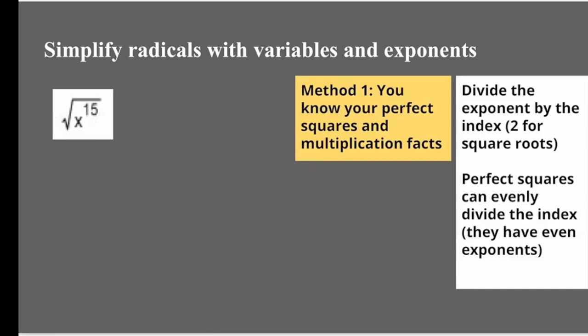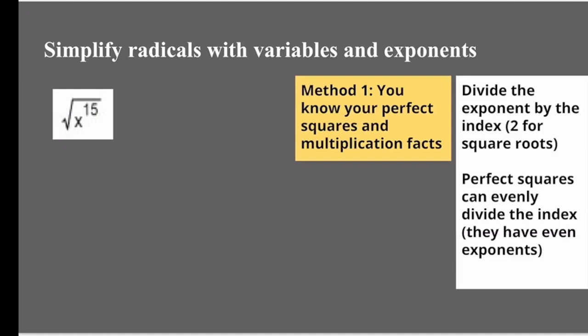Simplify radicals with variables and exponents. So we're going to simplify the square root of x to the 15th power. There are a couple different ways to do this. Method 1 is going to be knowing your perfect squares, knowing your multiplication facts, and just jumping right into it. Method 2 is going to be breaking this down and expanding it out so you can see what's happening.